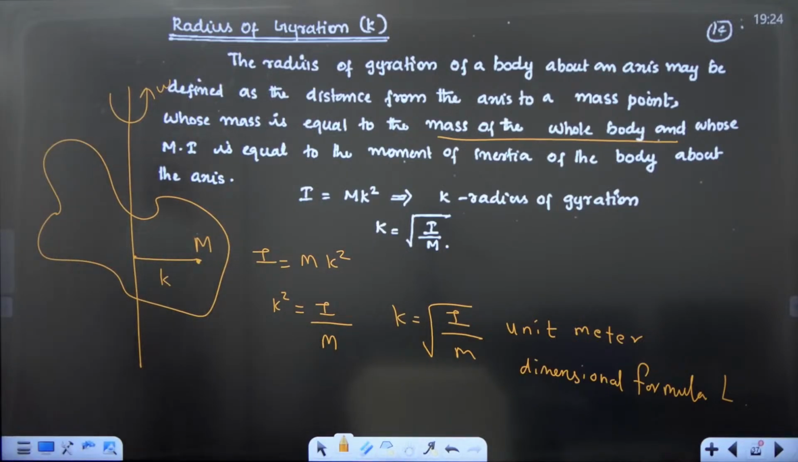It is a distance from the axis of rotation to a mass point whose mass is equal to the mass of the whole body and whose moment of inertia is equal to the moment of inertia of the body about that axis.